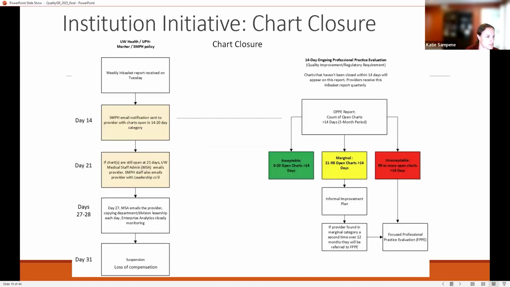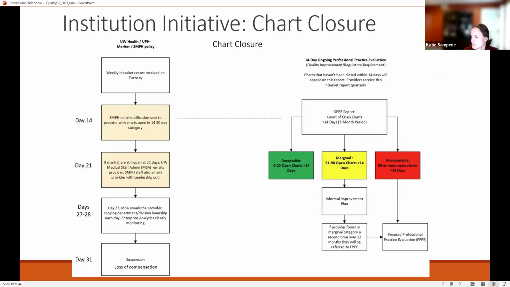So this is the chart closure initiative that I just mentioned. This is a UW-led initiative. Hopefully most of you haven't heard anything much about it, because that would mean that you're closing your charts in a prompt manner. But what we're trying to do is get charts closed within 14 days. There's a grace period. They give you kind of a range here. So you're in the acceptable range if you've got your charts closed within that 14-day expectation.